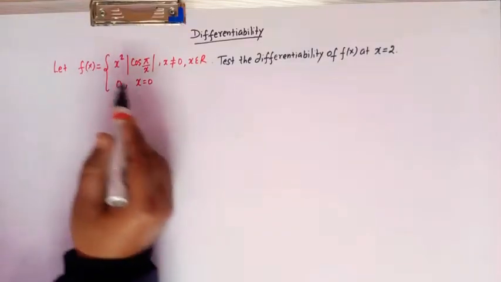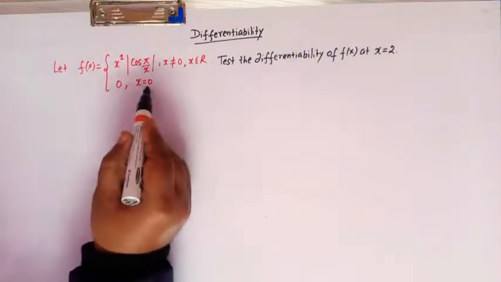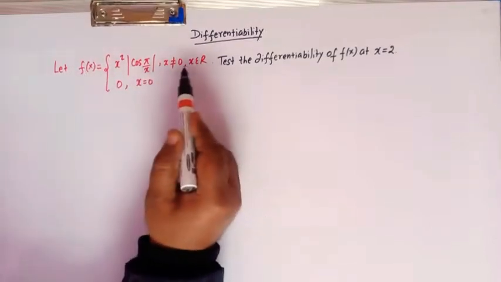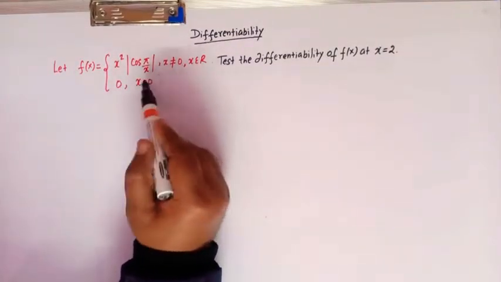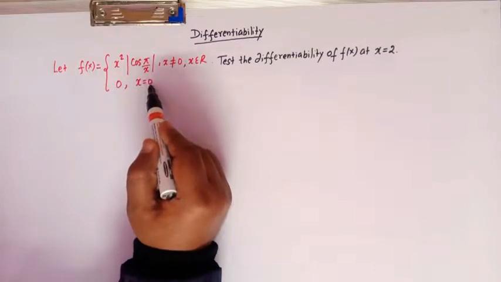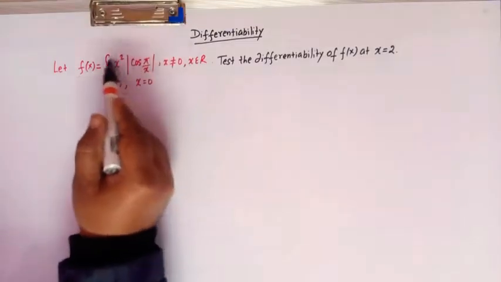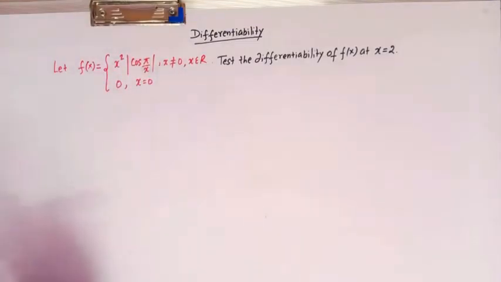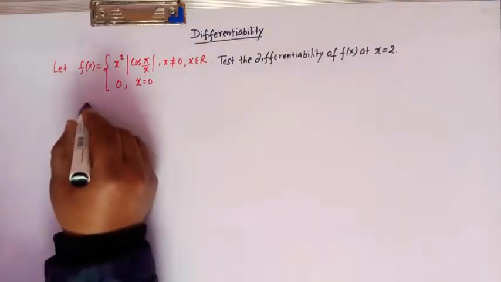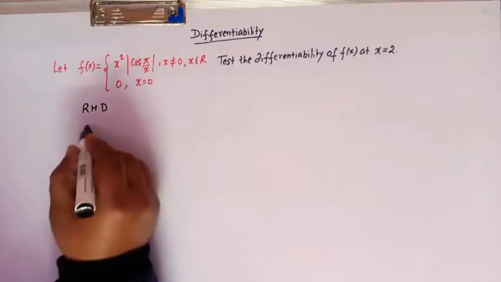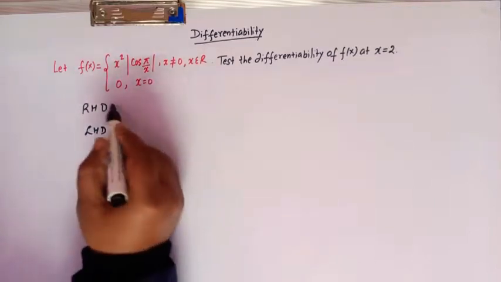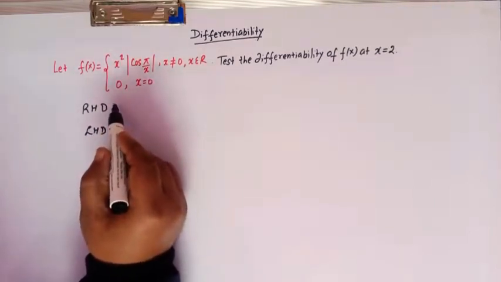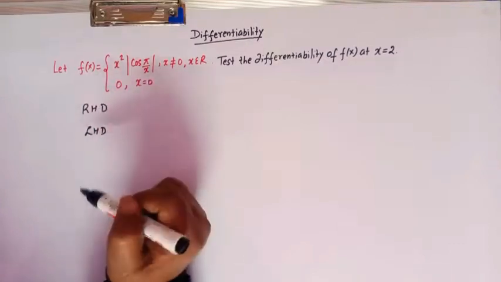So here f of x is given as 0 when x is 0, and for other values of x, that is except x equal to 0, the function is defined like this, right? So let us start. Now we know that a function is said to be differentiable if the right hand derivative and the left hand derivative both exist and finite and are equal, right?